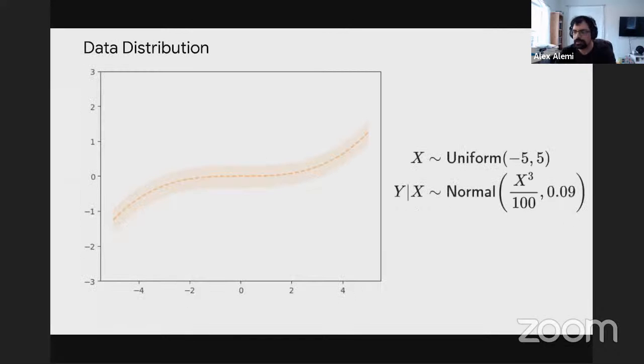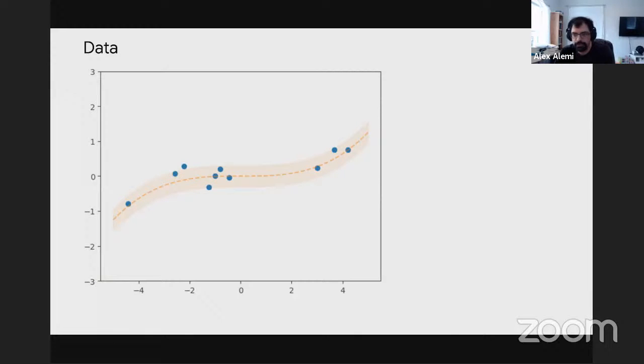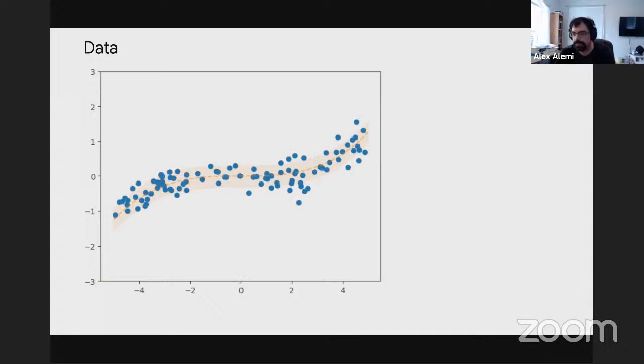And I think it's best illustrated by means of an example. Imagine you have a very simple setup where we've got a data distribution. We're going to have X be uniform from -5 to 5, and we'll have Y, the targets, be normal around a cubic with some noise. Here, plotted in orange, is the true distribution of the data. Now, if we were to draw some data from it, here are 10 samples from that joint distribution. Here would be 10 other samples. Here would be, I think, 100 samples.